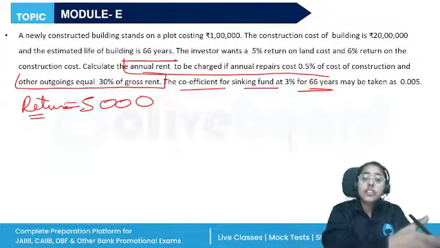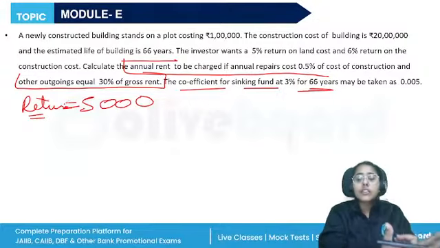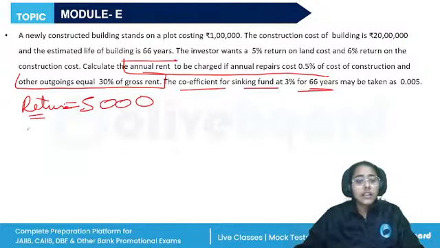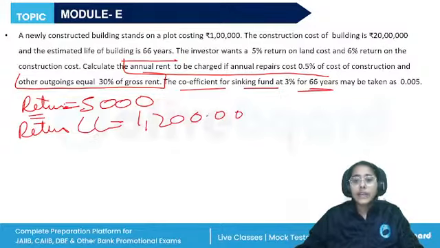Then the return on construction cost, they want 6% of 20 lakh. So 6% of 20 lakh, use your calculators. Return on the construction cost will be rupees 1 lakh 20,000. All right. Next, we are given that the total income desired is this. This is the total income which is desired. We'll mark it as A.